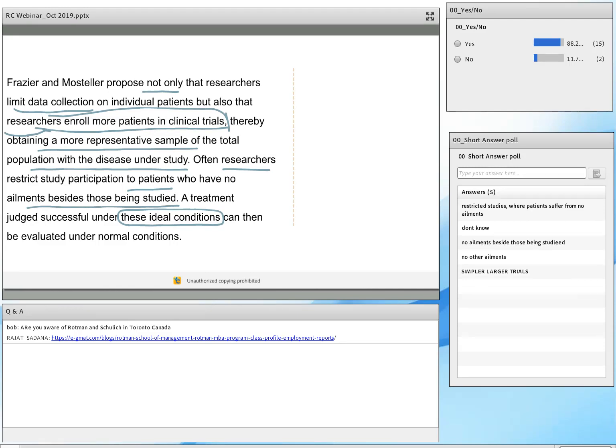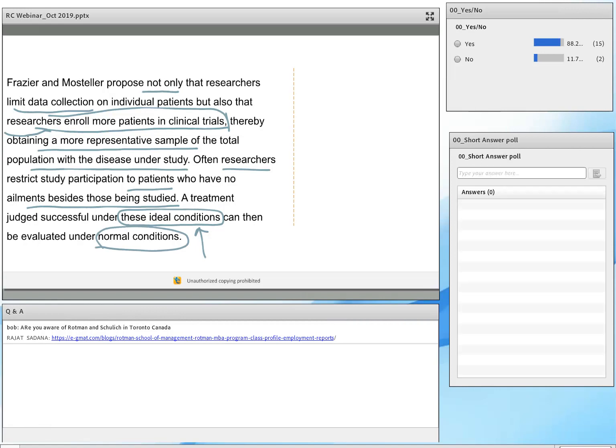Restricted studies, absolutely. The ideal conditions are restricted studies where patients only have the ailment that is being studied. That is the ideal condition that he's talking about. And this can then be evaluated under normal conditions. Now, what are normal conditions? Unrestricted conditions where people have other ailments as well, because that is a more representative thing, right?